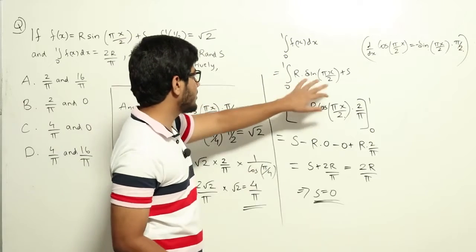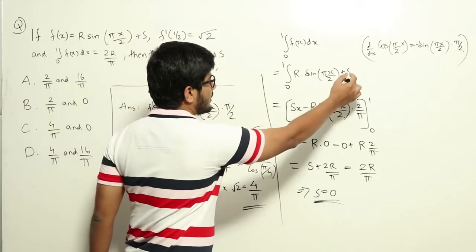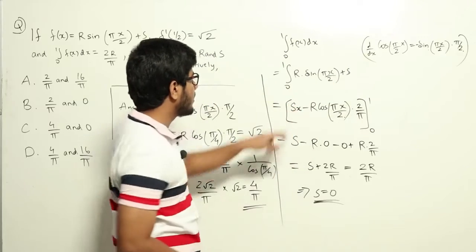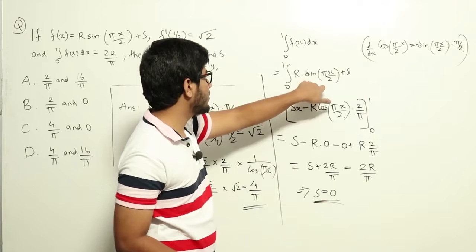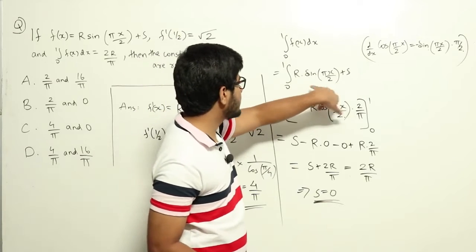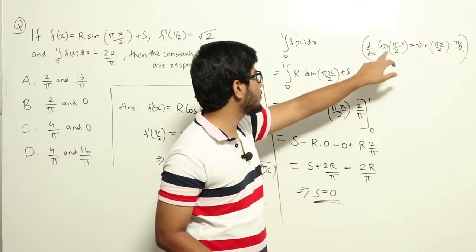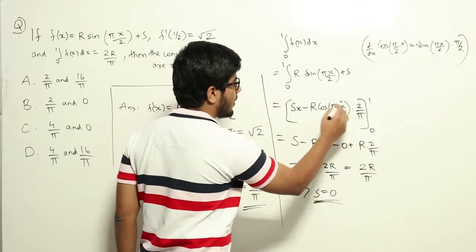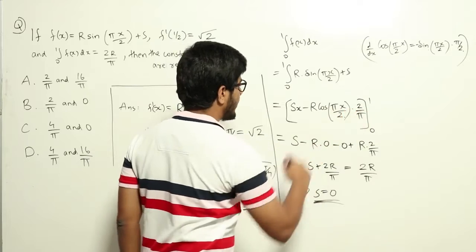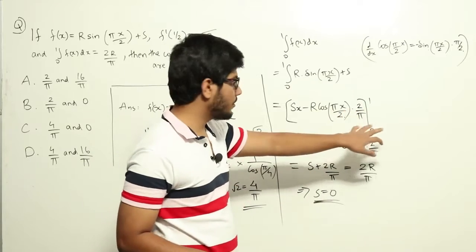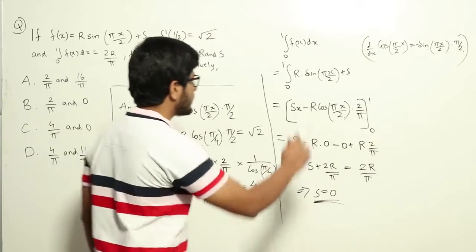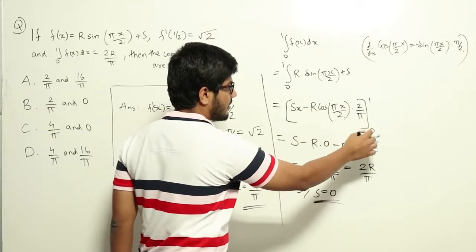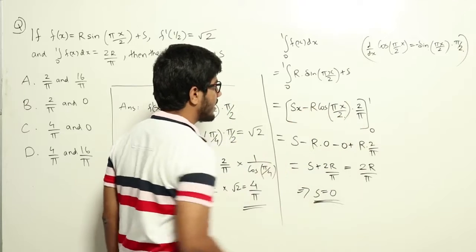Now integral 0 to 1, this part is, we'll take the integral of the constant. Integral of constant will be Sx. Now r sin pi by 2x integral will be r into sin's integral, as we solved here, minus cos pi by 2x into 2 by pi. So this becomes Sx minus r cos pi by 2x into 2 by pi. Now we need to do the definite integral from 0 to 1, right? So for this we need to substitute x value as 1 and then subtract whatever we get when we substitute x equal to 0.